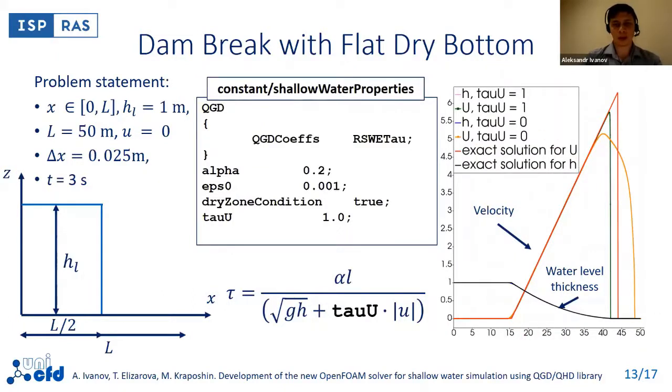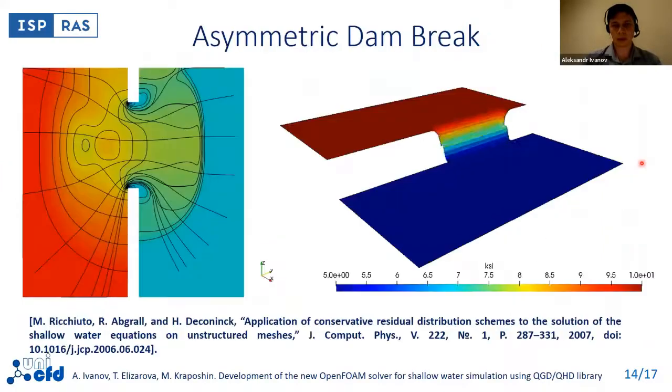So the convergence of the numerical results for velocity and height to the exact solution is demonstrated. Decreasing the epsilon parameter brings the numerical solution closer to the analytical solution, but of course it requires a smaller time step. And epsilon 0 is the epsilon parameter in this dictionary.